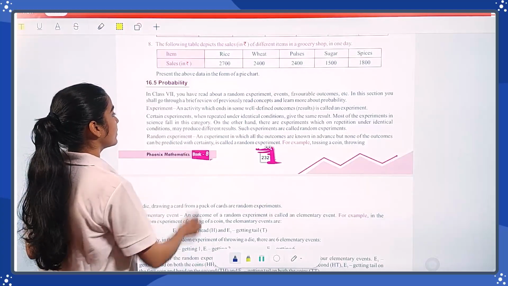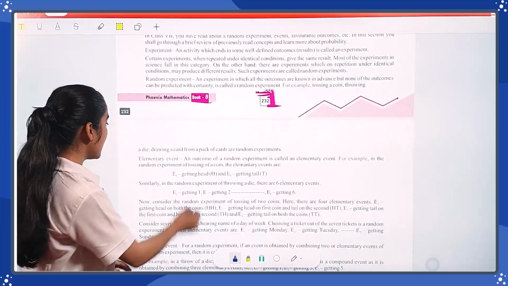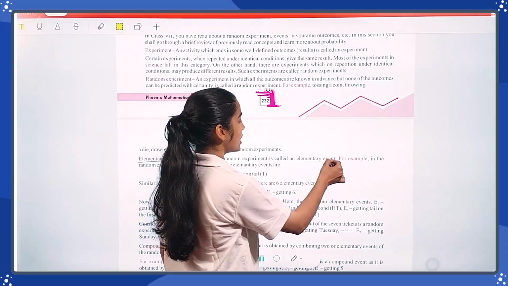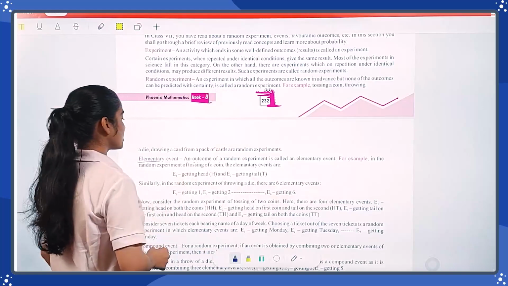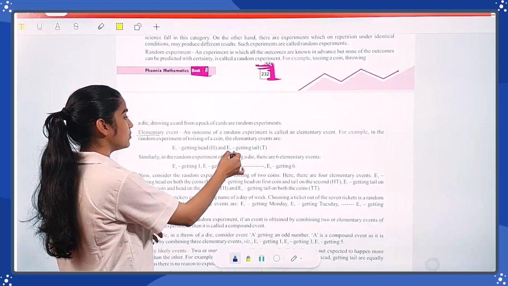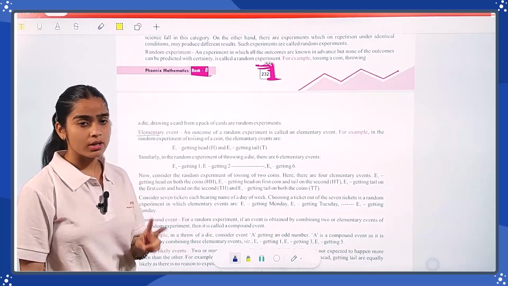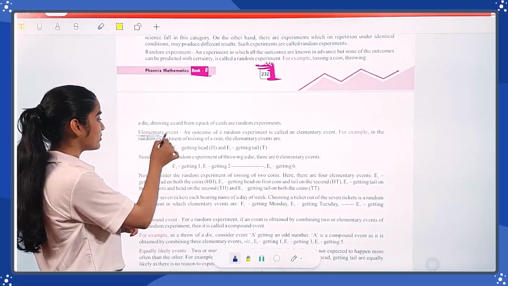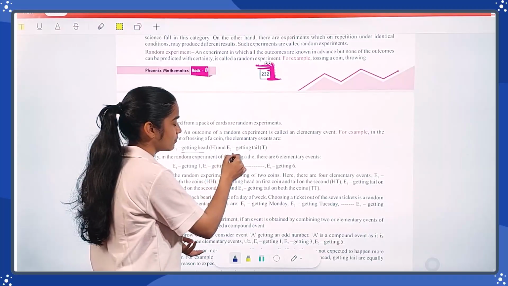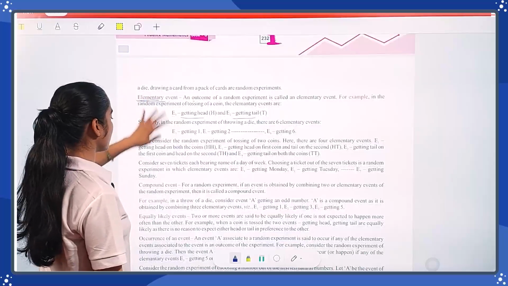An experiment is an activity which ends in some well-defined outcomes or results. Elementary event: an outcome of a random experiment is called an elementary event. For example, in the random experiment of tossing of a coin, the elementary events are E1 getting head and E2 getting tail. So when I toss a coin, there are only two events that can happen, which are elementary events. The first, it is a possibility it will become a head, or there is a possibility it will become a tail. So both of them are elementary events.